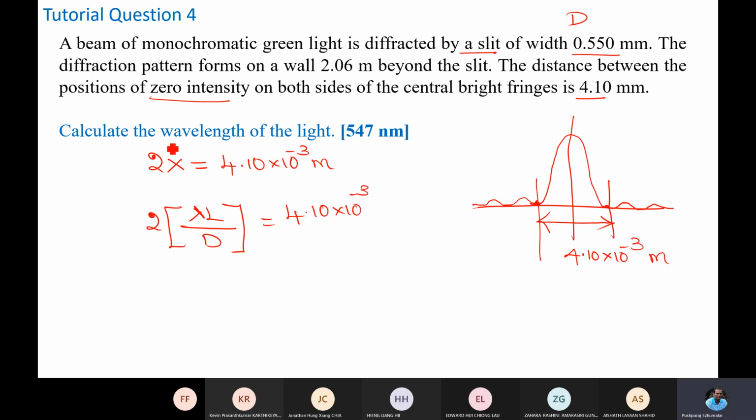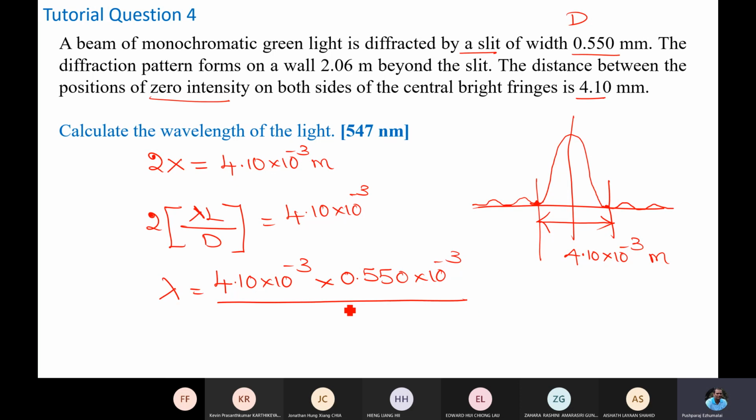Now we need to find the wavelength. So from that, what is lambda? Lambda is equal to 4 times 10 power minus 3 multiplied by D. D is 0.550 millimeter, divided by 2 times L. What is L? 2.06. So what is that answer?